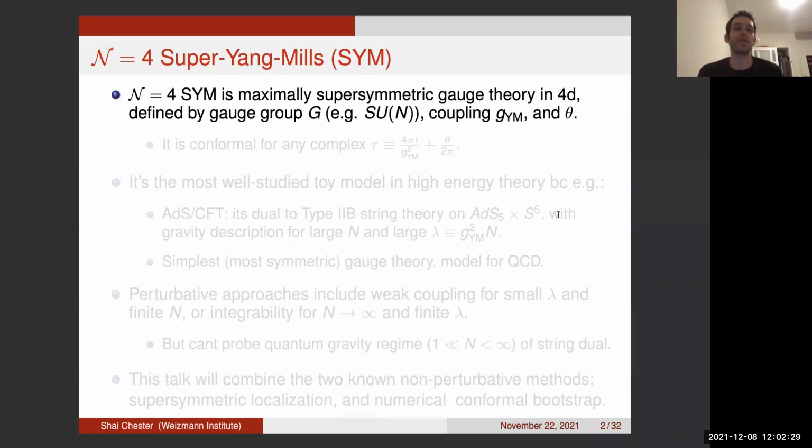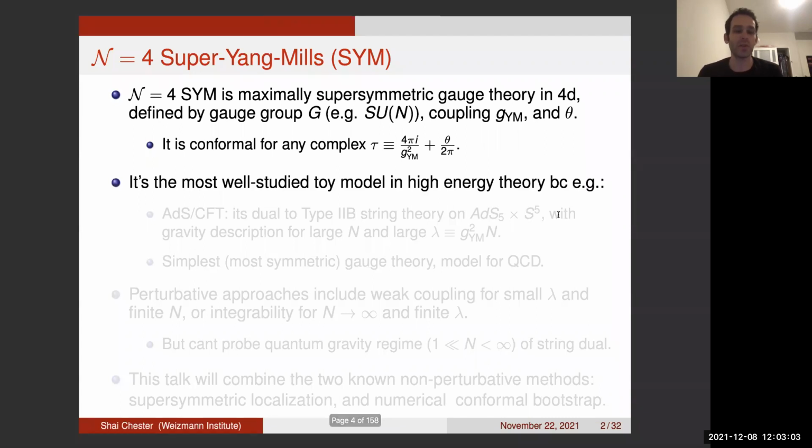So let's get started. Let's begin by defining what N=4 super Yang-Mills is, although I assume most of the audience will be familiar with it. N=4 super Yang-Mills is the maximally supersymmetric gauge theory in 4 dimensions. It's defined by the gauge group G, for instance SU(N), which is what we'll take for most of this talk, the Yang-Mills coupling g_YM, and the theta angle. What's nice about this theory is that it's conformal for any value of what's called the complexified coupling, tau, where you combine g_YM and theta as such.